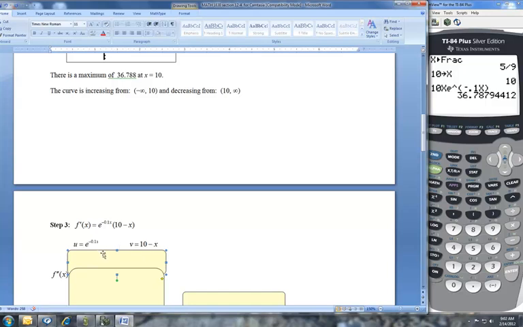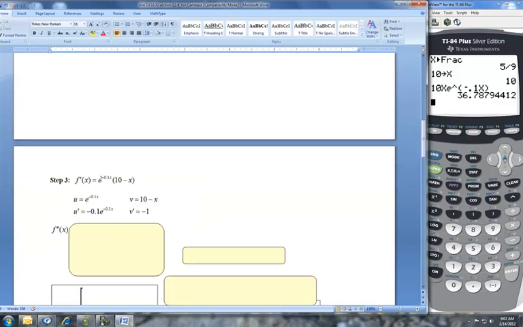Get your u prime, your v prime. So my u prime should be 1 times negative 0.1 times e to the negative 0.1x. Remember to leave that space in the middle. My v prime should be negative 1. Since this is a product rule, I need my v times u prime plus my u times my v prime.